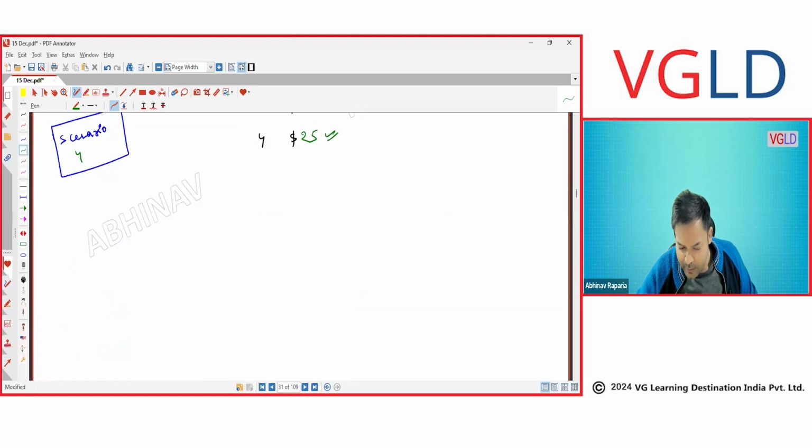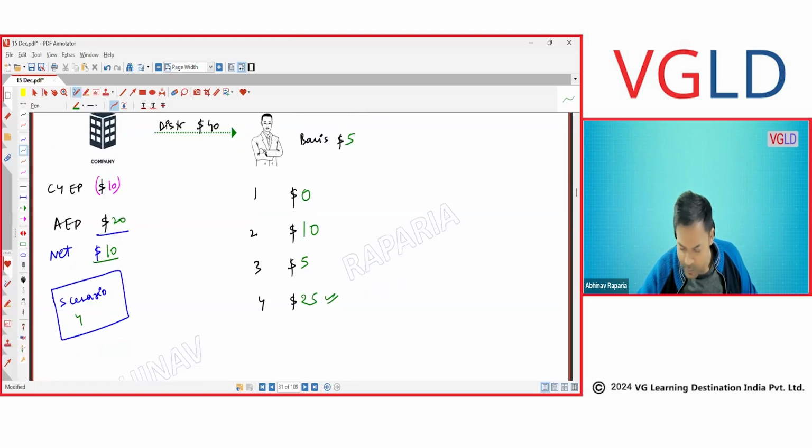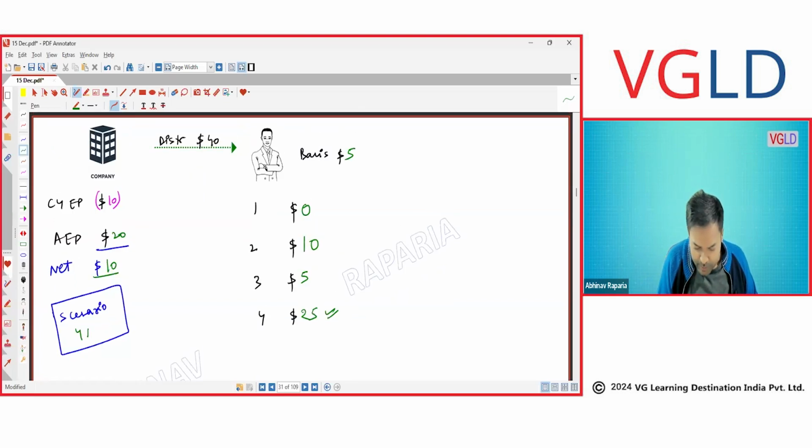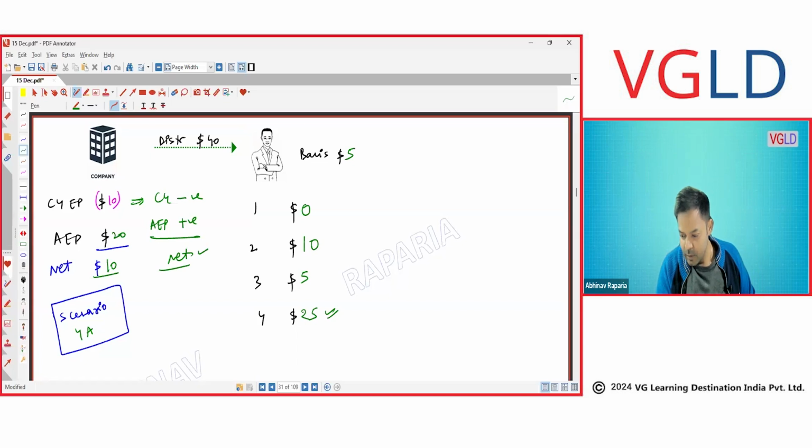There can be another version here. I'm calling this version 4A. Guys, is this okay or not? Anyone doubt? Shalini, clear? Net is allowed. Whenever current year is negative, Shalini, and accumulated is positive, that's where the net is allowed. Okay.